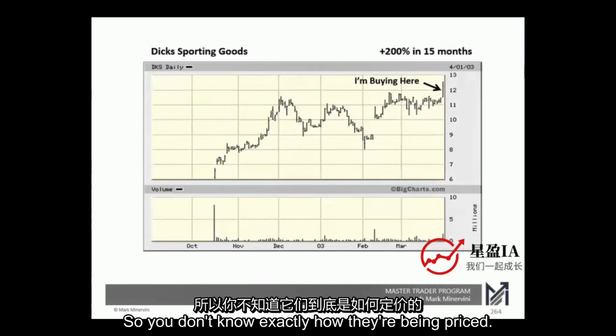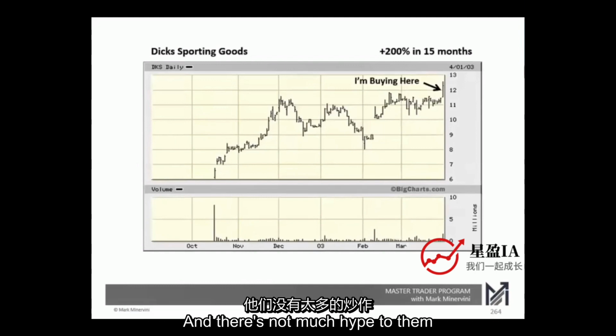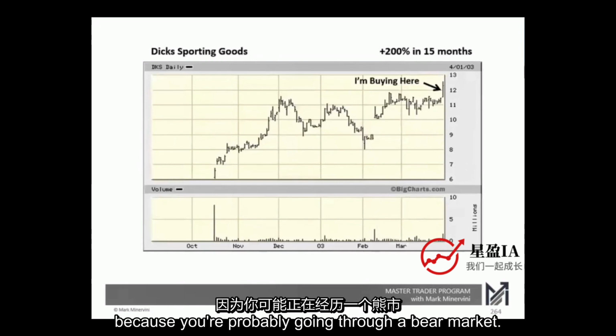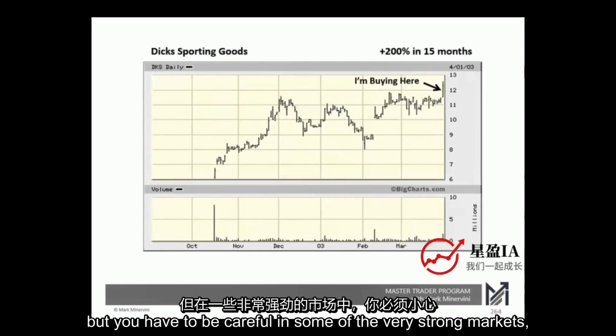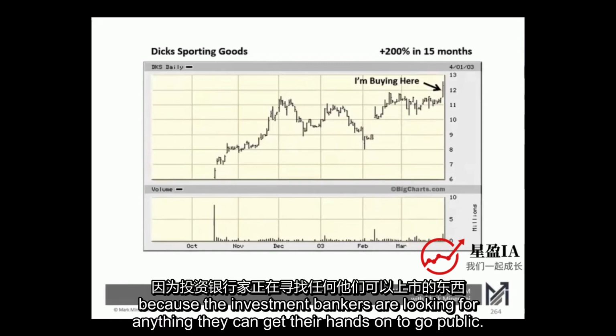So you don't know exactly how they're being priced. The best IPOs are usually the ones that come out in a very difficult market, and there's not much hype to them, and there's not that much interest in the market because you're probably going through a bear market. Those are some of the best, but you have to be careful in some of the very, very strong markets that have been going on for a while, because the investment bankers are looking for anything they can get their hands on to go public.